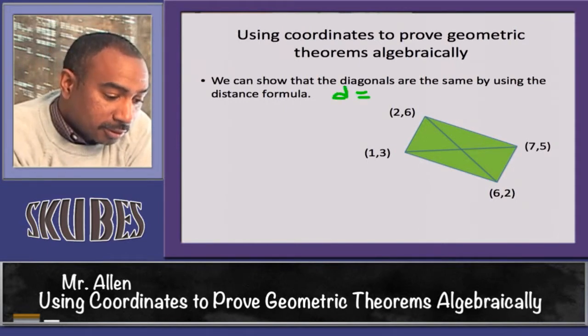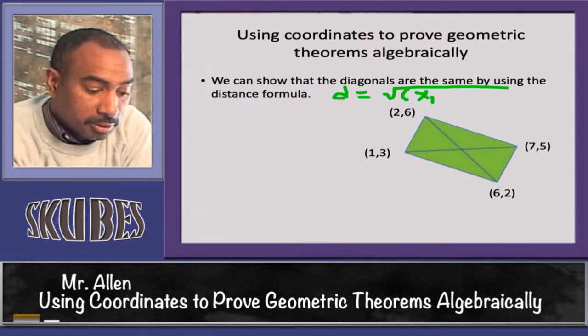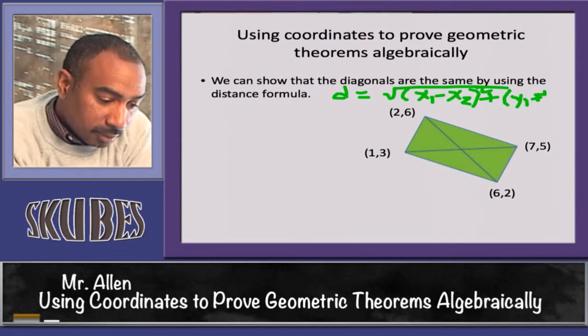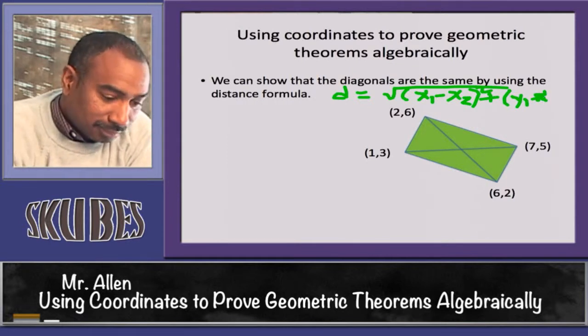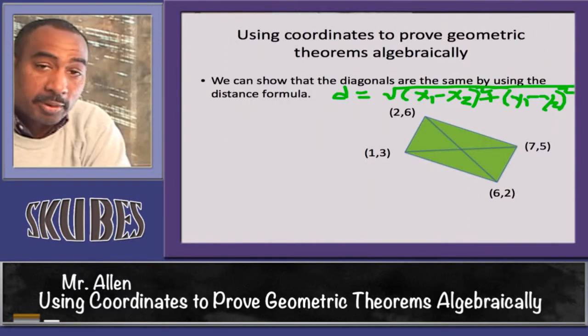Remember, distance is the square root of the difference in the x-coordinates, and the order makes a difference when you subtract, squared, plus y sub 1, that should be subtraction there, y sub 2 squared. This comes from the Pythagorean theorem.